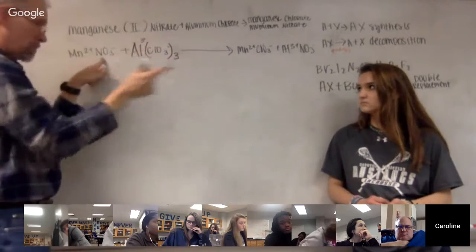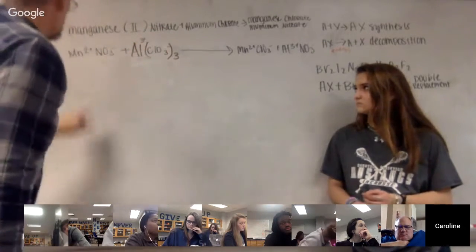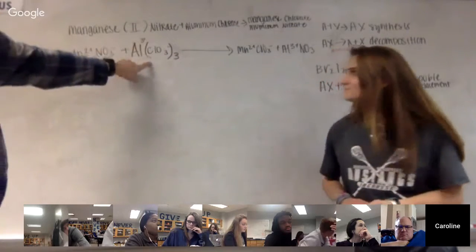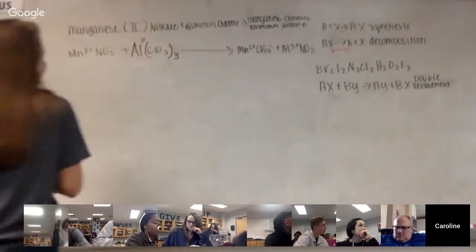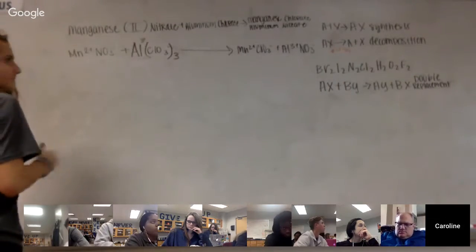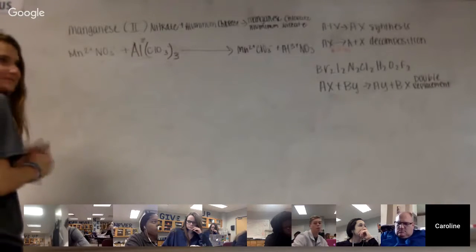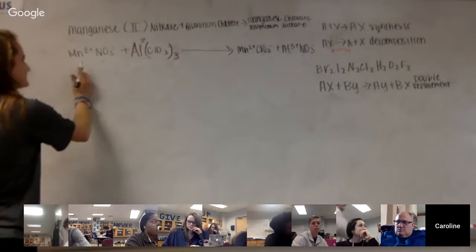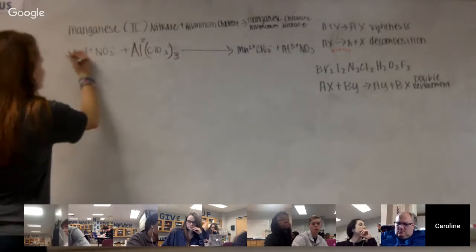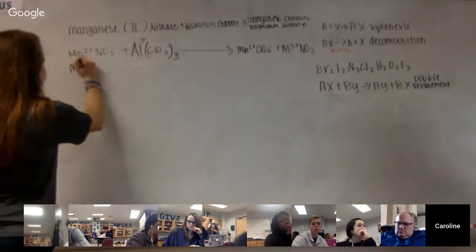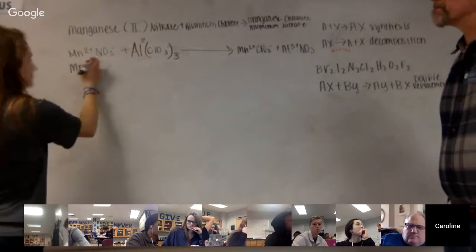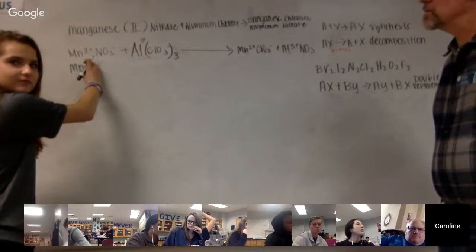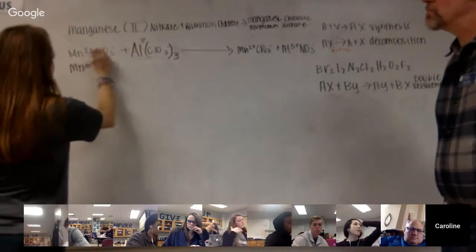Okay. Now I want you to do this one. In the same way that I did this, I want you to play with this so that it makes sense. Give it your best shot. So think about the crisscross. Would it be MN3? I don't know if this is right, class.